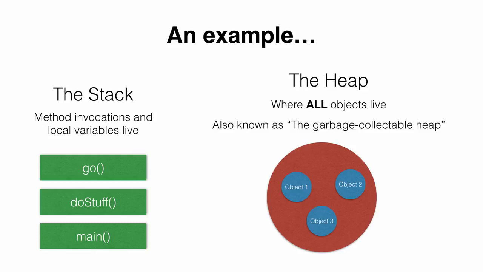So this is an example of the stack and this is an example of the heap. Firstly, with a stack, method invocations and local variables live here. You can see here we've got the three methods on the stack, and on the heap we have three objects. Again, all these objects are live objects and these are collectible by the garbage collector. If we declare an object in a variable, that variable will actually live on the stack, but it will be a reference to the heap for that particular object.